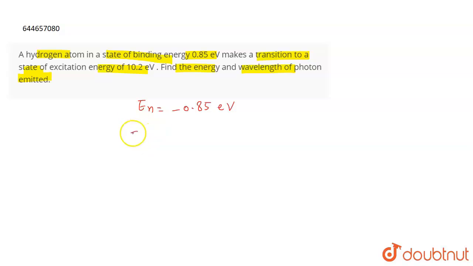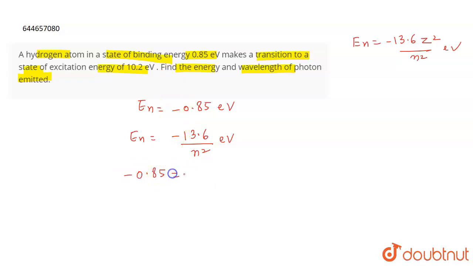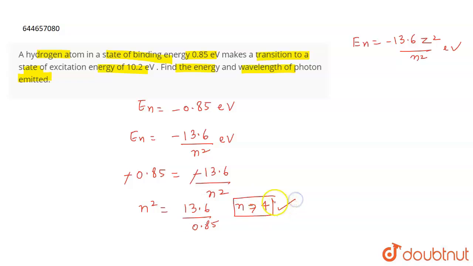Now energy for a hydrogen atom is given as minus 13.6 divided by n square electron volt. Actually, the formula given by Bohr is minus 13.6 Z square divided by n square electron volt. But as it is a hydrogen atom, Z is going to be equal to 1, so we can write this formula only. Now, if we equate them, we will get minus 0.85 is equal to minus 13.6 divided by n square. When you cancel it, you will get n square is equal to 13.6 divided by 0.85. And from here, you will get the value of n equal to 4.